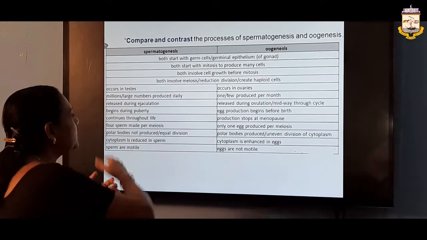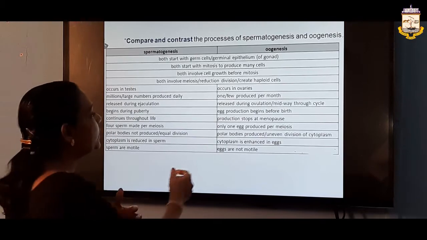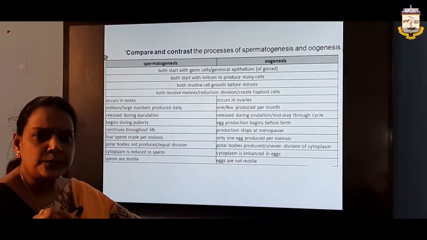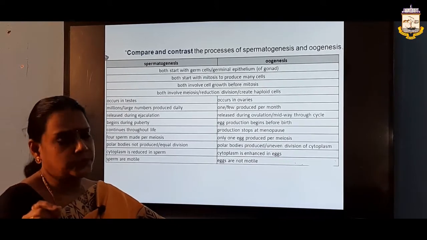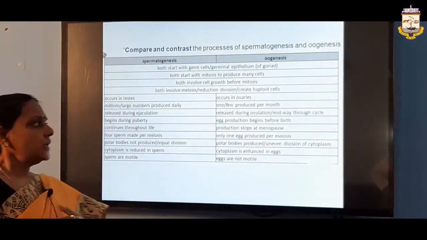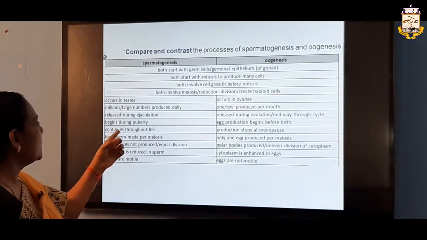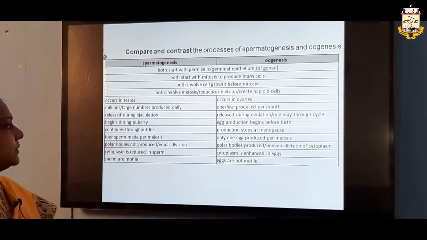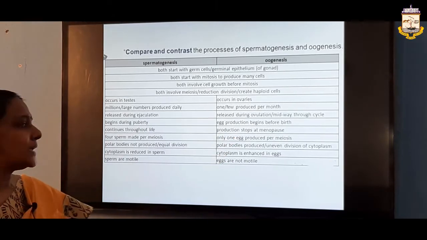The next one, millions and large numbers are produced daily in spermatogenesis, whereas here only one or a few are produced per month. You know about the menstrual cycle that happens every 28 days. On the 14th day, at ovulation, the ovum is produced. That is all, only one. Sperms are released during ejaculation and ova are released during ovulation. Another one, spermatogenesis begins at puberty, whereas egg production begins before birth and continues throughout life, until the menopause stage.